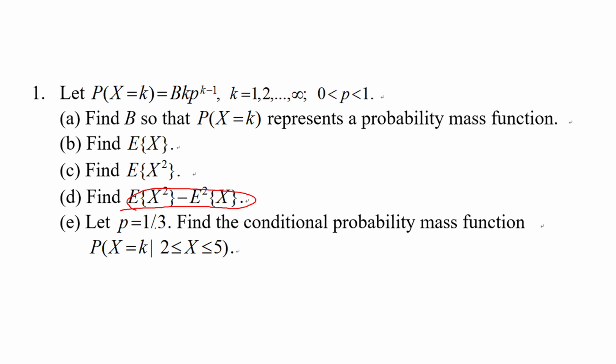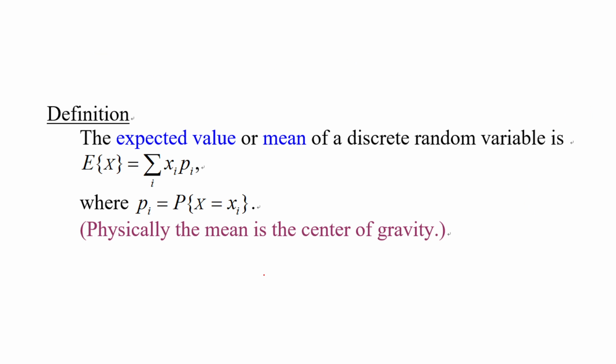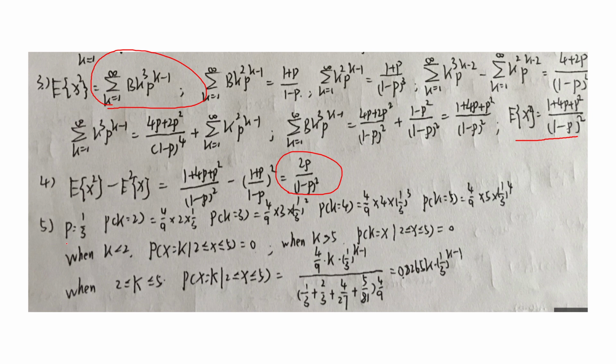The fourth question is: let p equal 1/3. Find the conditional probability mass function P(X equals k) given X between 2 and 5. When p equals 1/3, we can easily calculate the values of P(X equals 2), P(X equals 3), P(X equals 4), and P(X equals 5). Like this, we can calculate this, and we can divide it into several cases.